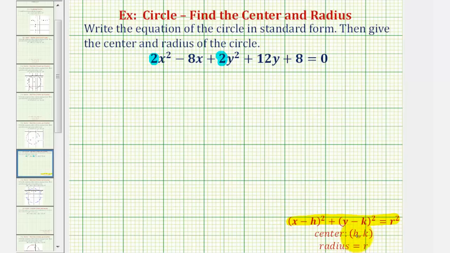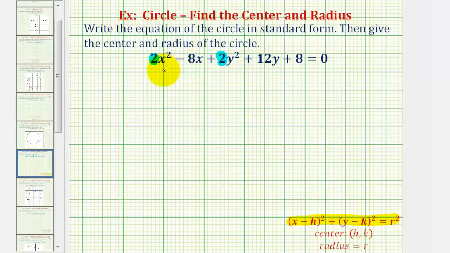Once we have the equation in standard form, the center will have coordinates (h, k) and the radius will be equal to r. So looking at the standard form of the circle, notice how we have the quantity x minus h squared and the quantity y minus k squared, which means we want both the x part and the y part of this equation to be perfect square trinomials. So we'll have to complete the square on both the x part and y part of this equation.